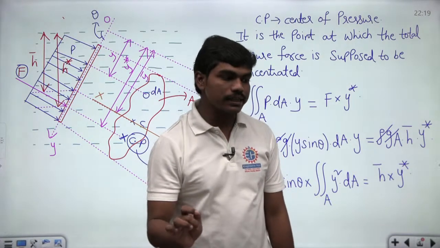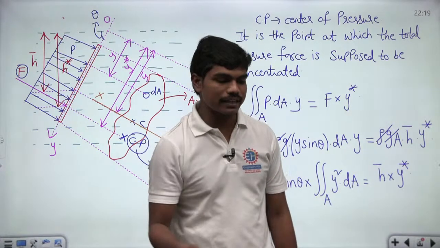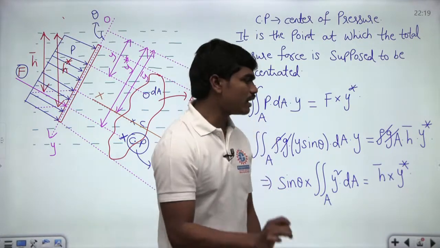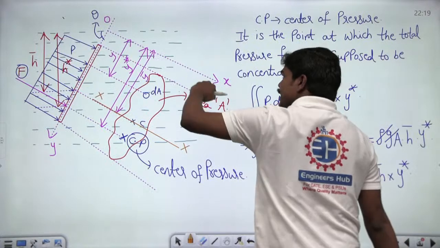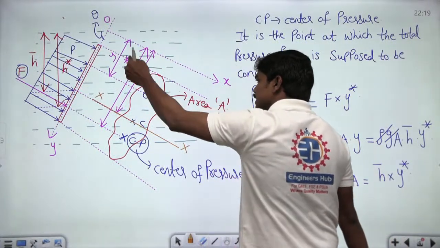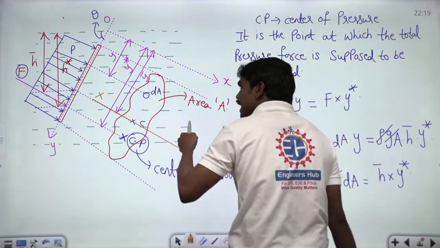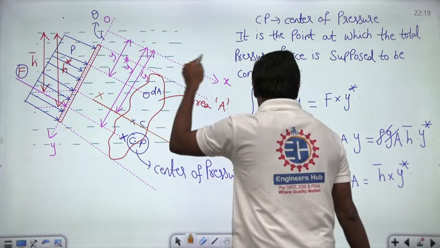So are you all clear till this point? If you are clear till this point, then we will go for the next part. Are you all clear? Can you all understand how this moment of inertia about this OX, means this is OX, is equal to moment of inertia about this axis plus area into square of this y bar square.